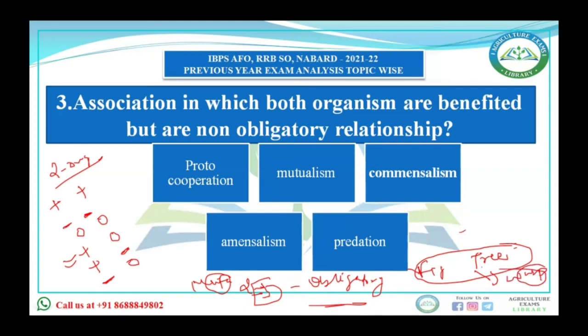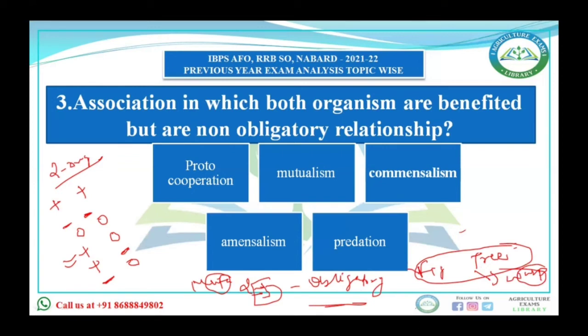Both are benefited. Now when you talk about commensalism, what happens in commensalism? In commensalism, members of two species, one is benefited while the other is almost unaffected. Now you talk about proto-cooperation. This is the association in which both the organisms are benefited, but they can live separately. It is a non-obligatory relationship, like hermit crab and sea anemone, crocodile and bird.